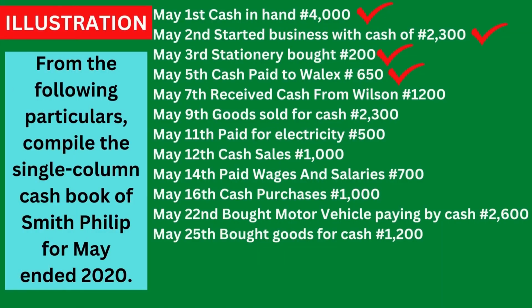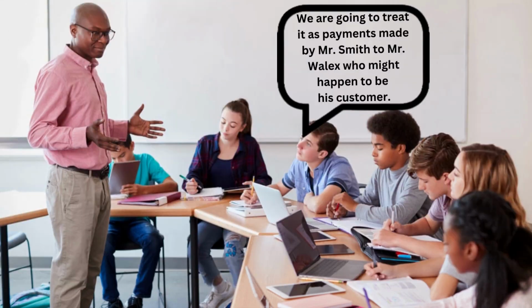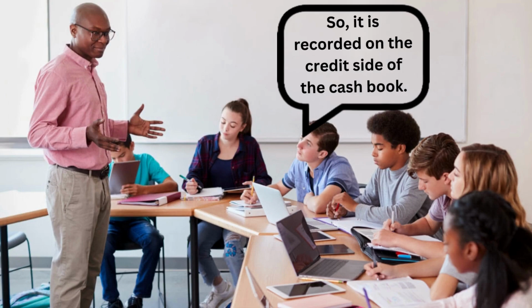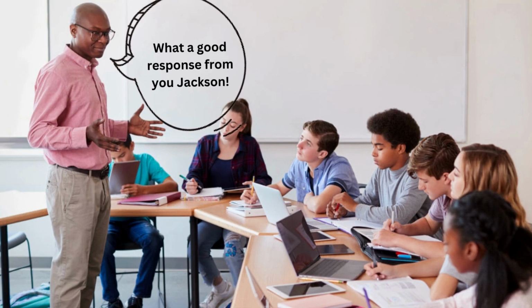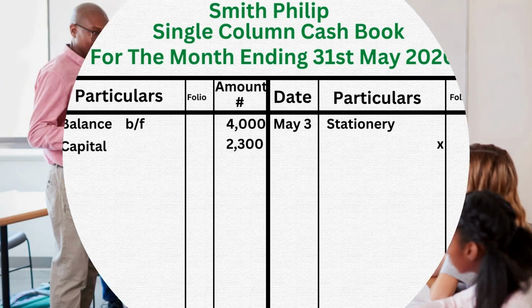May 5th, cash paid to Walex, 650 naira. Jackson, can you please explain to us how to treat this item? We are going to treat it as payment made by Mr. Smith to Mr. Walex, who might happen to be his customer, and thus affects the cash available in the business by decreasing it. So it is recorded on the credit side of the cash book. What a good response from you, Jackson. You are 100% correct. Here it is on the credit side.